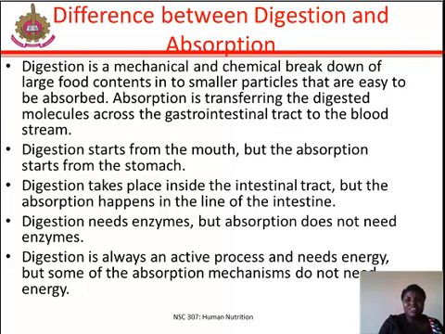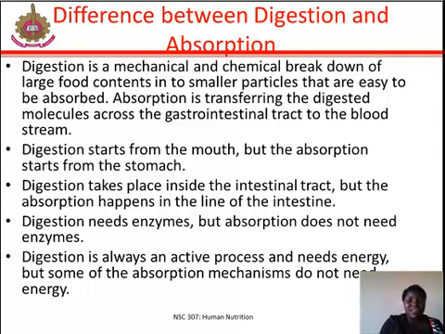Digestion takes place inside the intestinal tract, but absorption happens in the lining of the intestine. Digestion needs enzymes, but absorption does not need enzymes. Digestion is always an active process and needs energy, but some of the absorption mechanisms do not need energy. Digestion changes the chemical and the mechanical structure of the food, whereas absorption does not. Absorption relates with blood, while digestion does not.